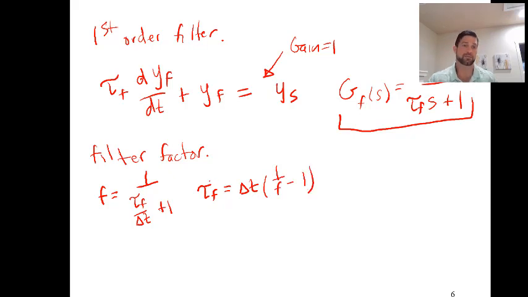Okay, so tau f, this is what we know. This is the time constant. F is the filter factor, so this is the value that we can actually enter into the sensor to filter the sensor reading. And delta t is the time interval over which the calculations are made. Typically in a distributed control system, feedback control is calculated every few seconds, so this would be the time interval through which the calculations occur.